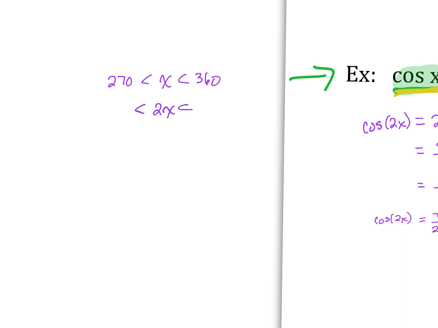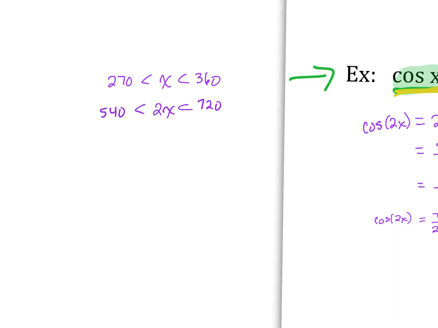270, if we double that, gives us 540. 360, if we double that, gives us 720. So our double angle is somewhere between 540 degrees and 720 degrees, which doesn't really help us because we have to figure out which quadrant we're in.